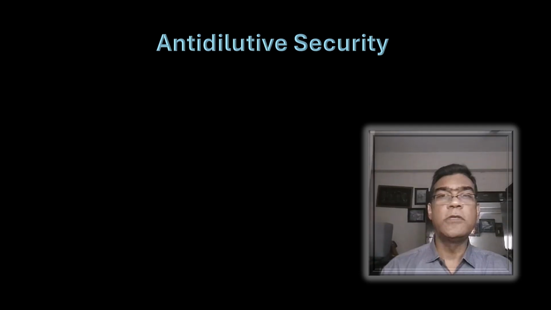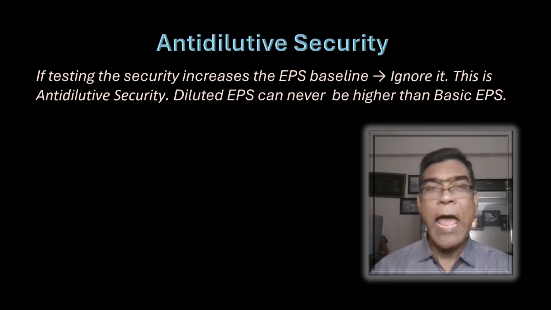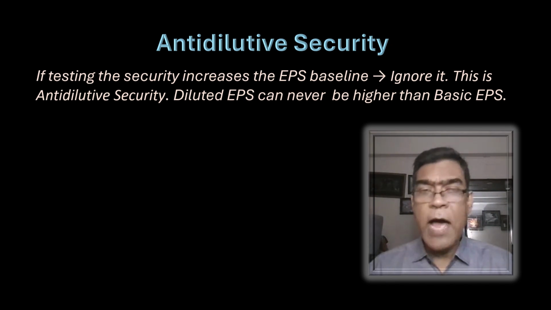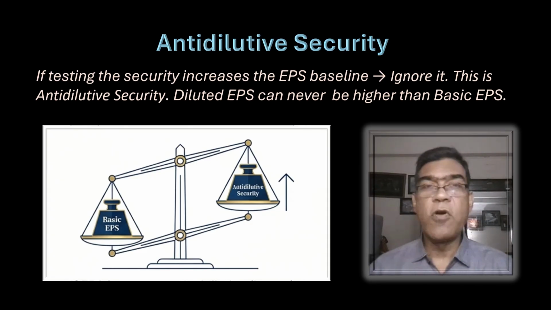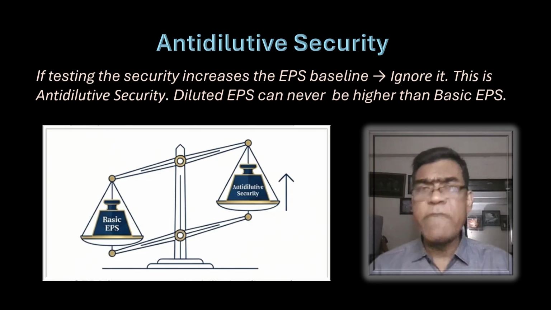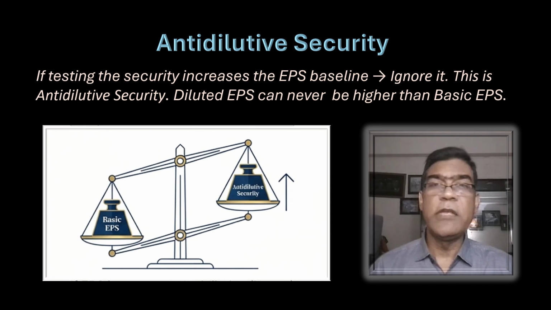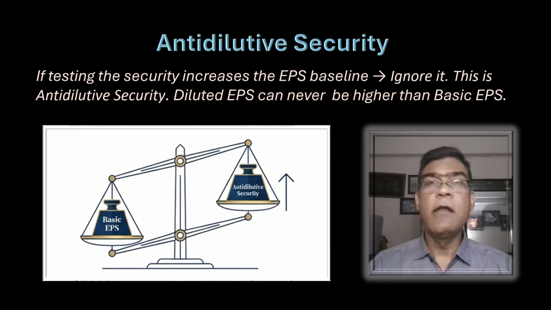Alright, now let's look at the opposite side of the story, anti-dilutive securities. Here is the idea. When we test a potential security, we check what happens to our EPS baseline. If adding the security makes EPS go up, that means it's anti-dilutive and we ignore it in the diluted EPS calculation. See the scale in the visual. The right side lifts upward. That's because the anti-dilutive security increases the EPS figure instead of reducing it. And remember this golden rule: diluted EPS can never be higher than basic EPS. So if testing a security improves EPS, it is not part of the dilution. It is excluded. Only those securities that decrease EPS are considered dilutive. In short, anti-dilutive securities make EPS rise, so we leave them out. That's how we keep the diluted EPS calculation realistic and conservative.